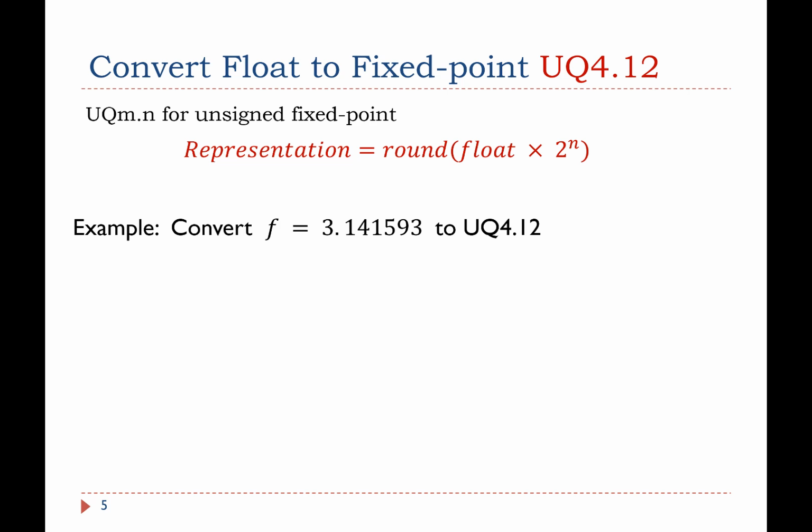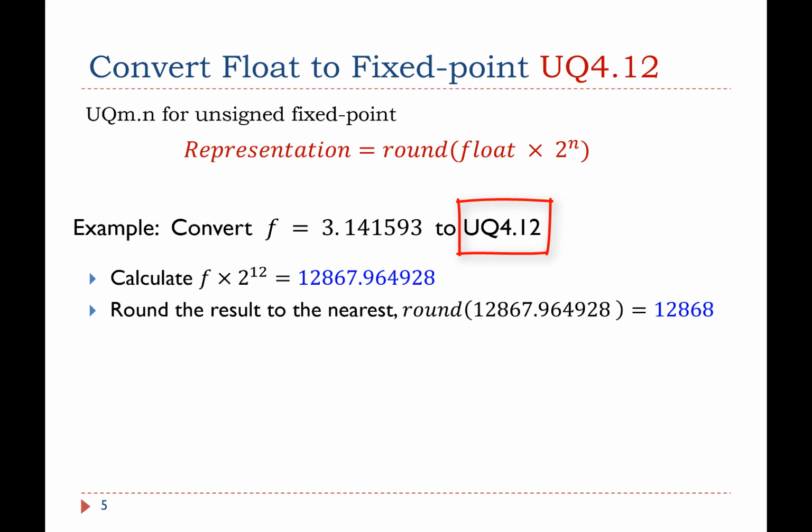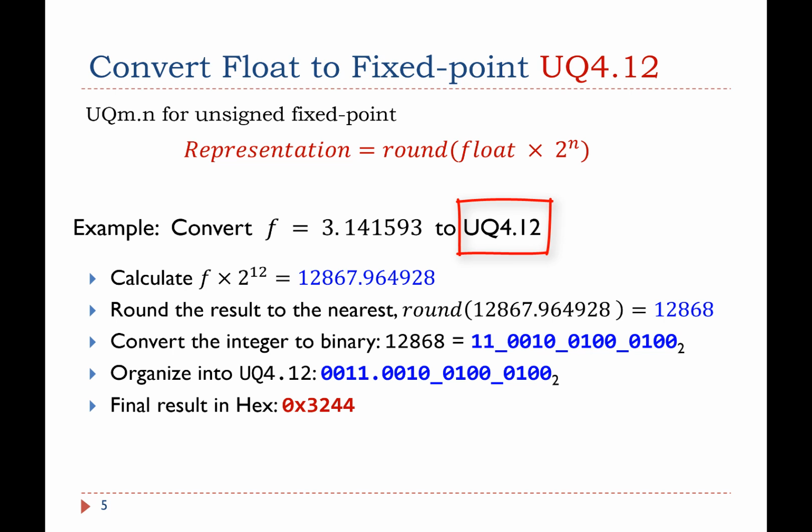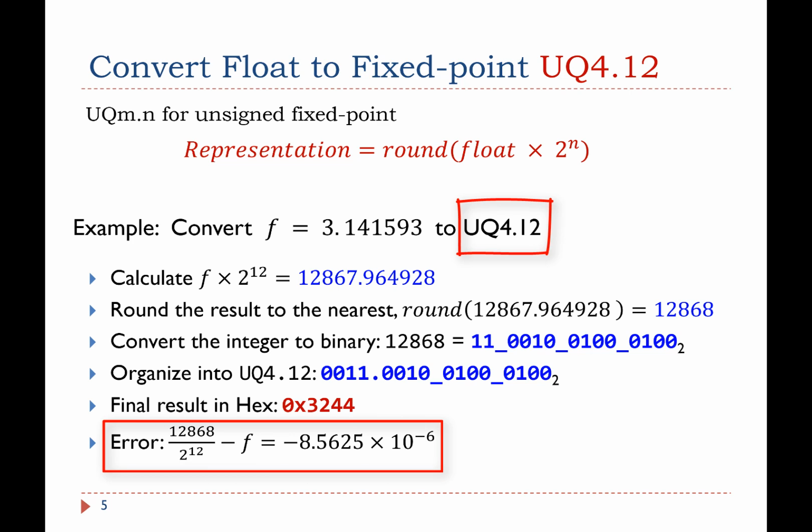For example, suppose we need to convert pi to the fixed point format UQ4.12. First, multiply it with 2 to the power of 12, and then round the product to the nearest integer. Convert to binary. Add 2 zeros at the very beginning to make the total number of binary bits 16. This conversion introduces a representation error, and it can be calculated in this way.